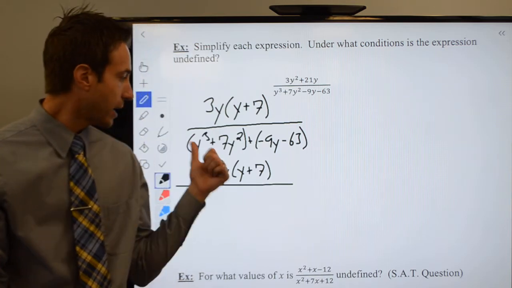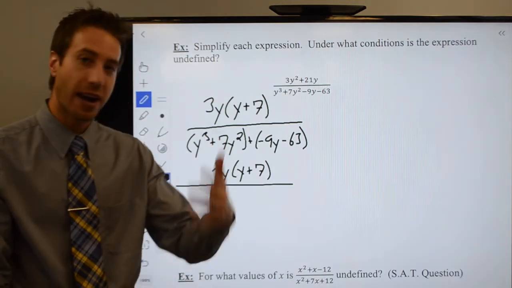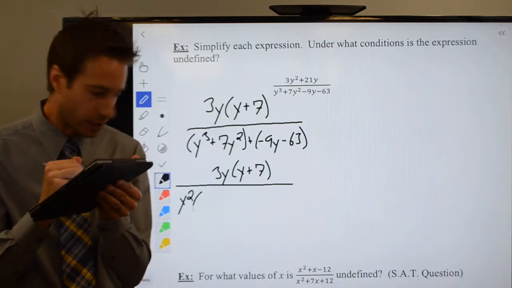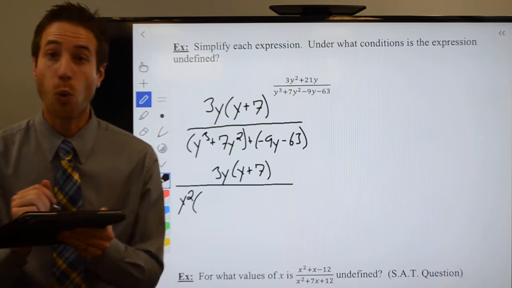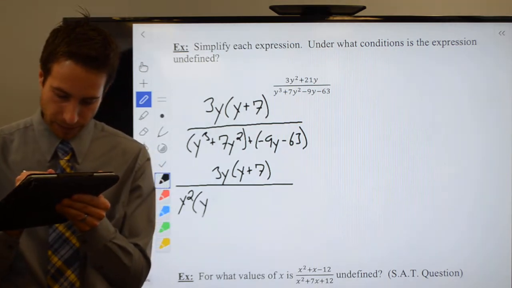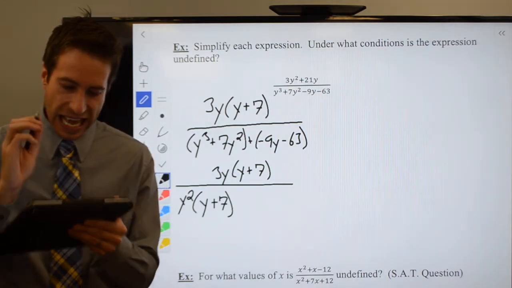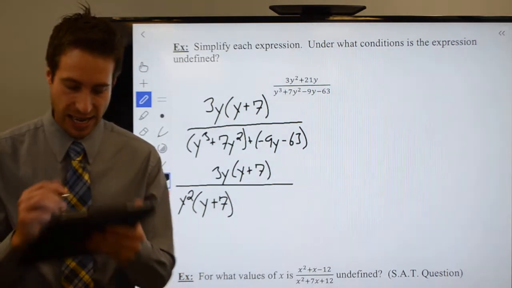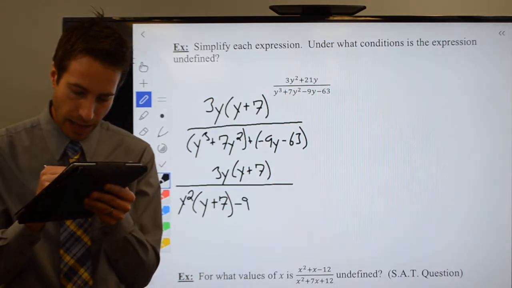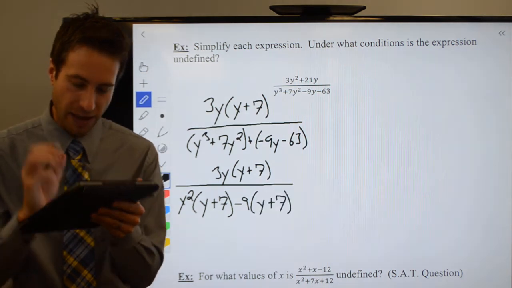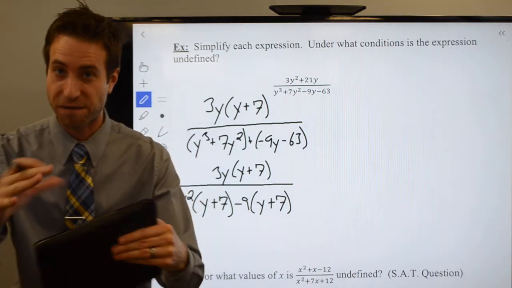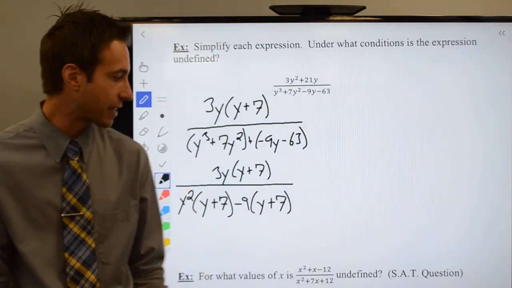Well, in my first grouping, y cubed plus 7y squared, I can pull out a y squared. That's going to leave me with a y plus 7. In my second grouping, I can pull out, I believe, a minus 9. And that will leave me with a y plus 7. Fantastic. Let me rewrite it again for us now, finishing off our group and factor method.